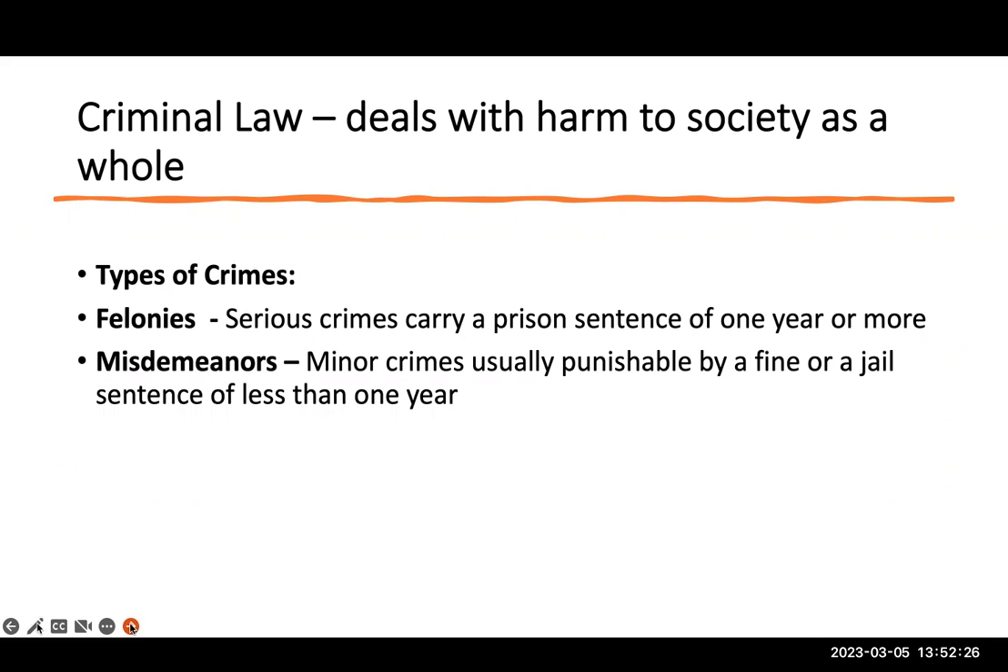And we break down criminal law cases between felonies and misdemeanors. The slide indicates that serious felonies are serious crimes that carry a prison sentence of 1 year or more. These are served in state prisons, whereas misdemeanors are minor crimes, usually punishable by a fine or jail sentence of less than 1 year, with the jail sentence to be served in a county facility.